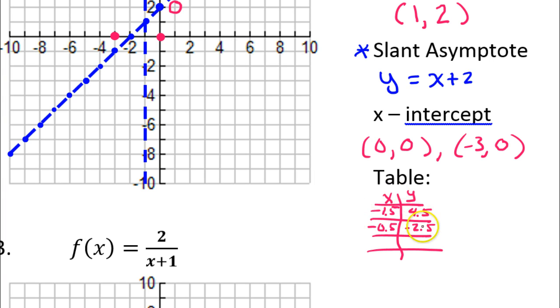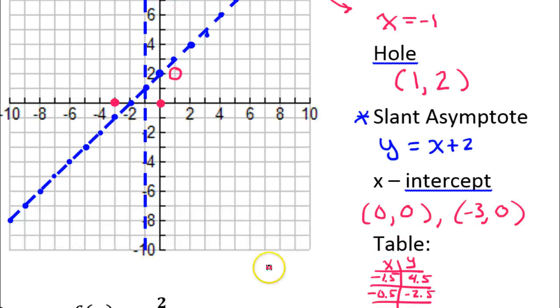Okay, let's go ahead and plot those points so far. So at negative 1.5, I'm at 4.5. So that'll be right there. At negative 0.5, I'm at negative 2.5. So here's negative 0.5, here's negative 2.5. Okay? Let's just do another point on the left and another point on the right. Okay, so I've got that.